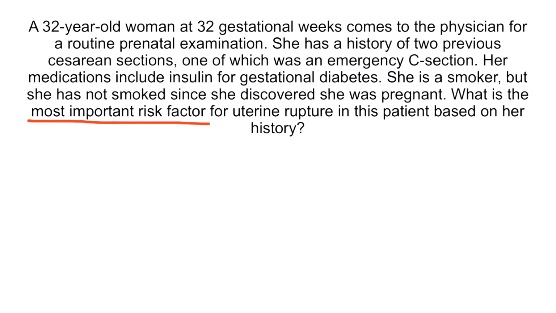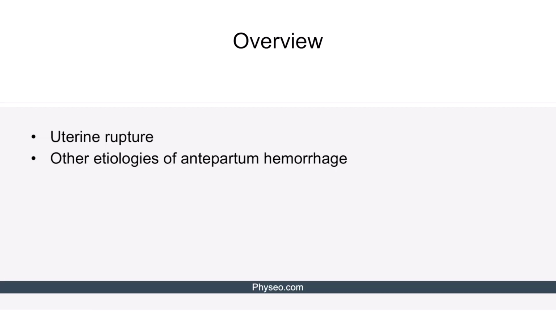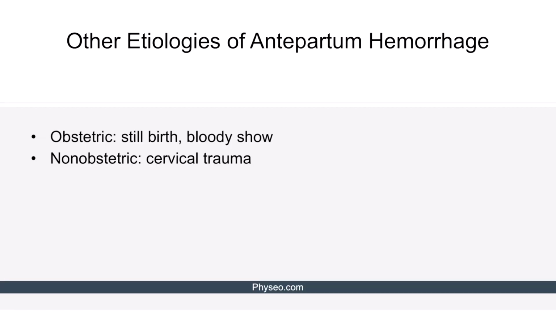However, the most important risk factor for uterine rupture is having a uterine scar, especially after an emergency C-section where the incision is vertical. All right, let's move on to our next topic, other etiologies of antepartum hemorrhage. These can be obstetric or non-obstetric causes. Obstetric etiologies include stillbirth and bloody show. Non-obstetric causes include cervical trauma.